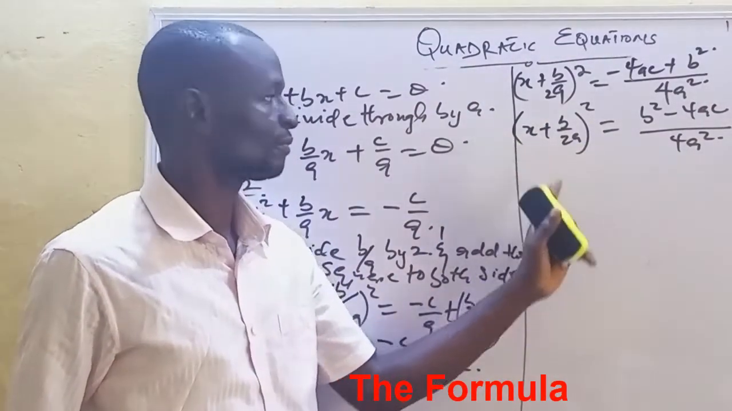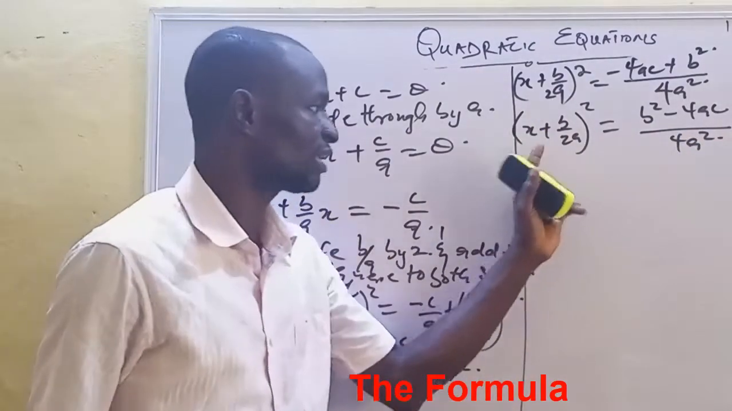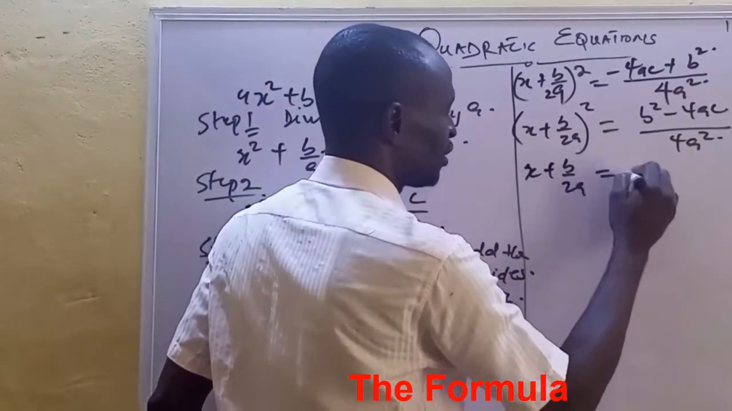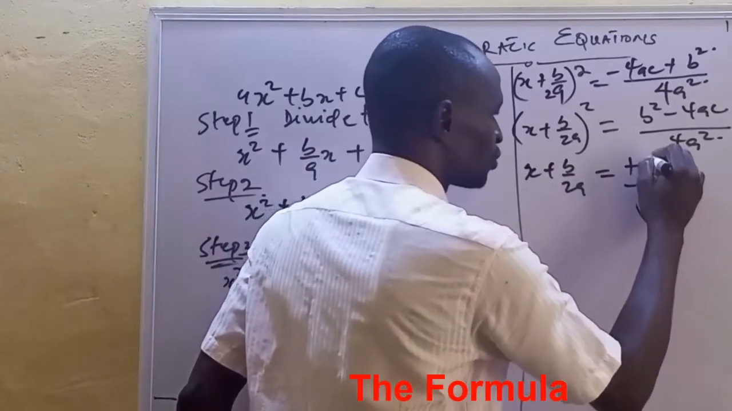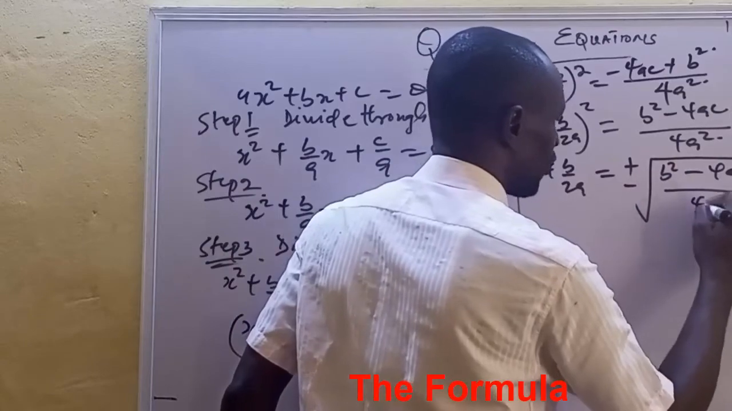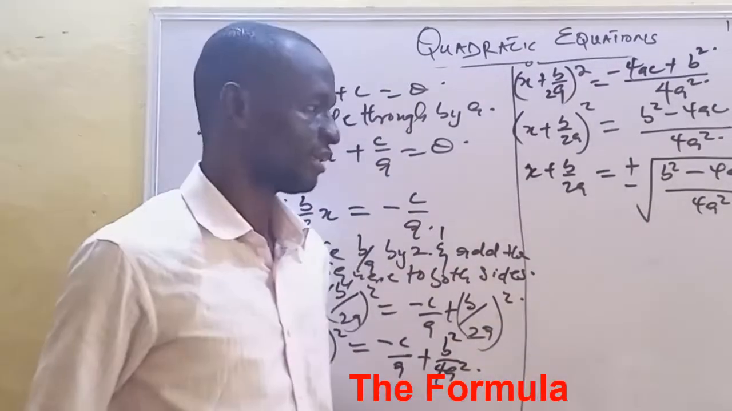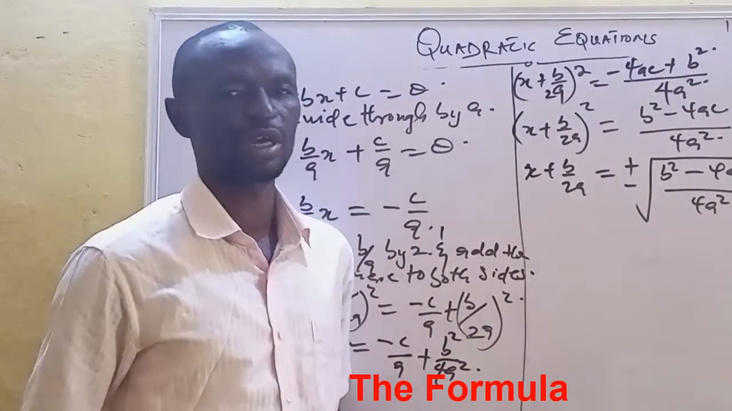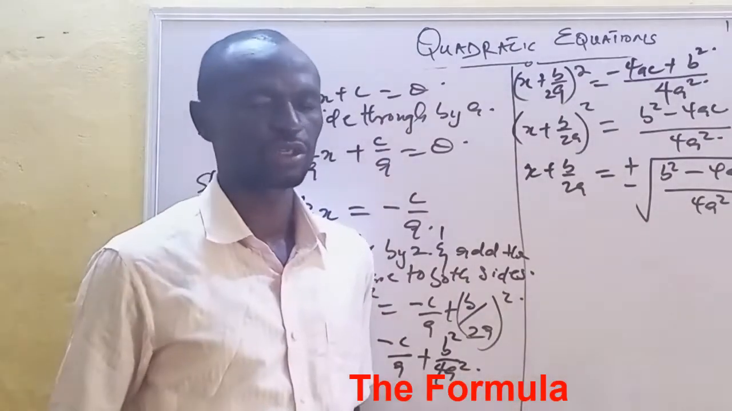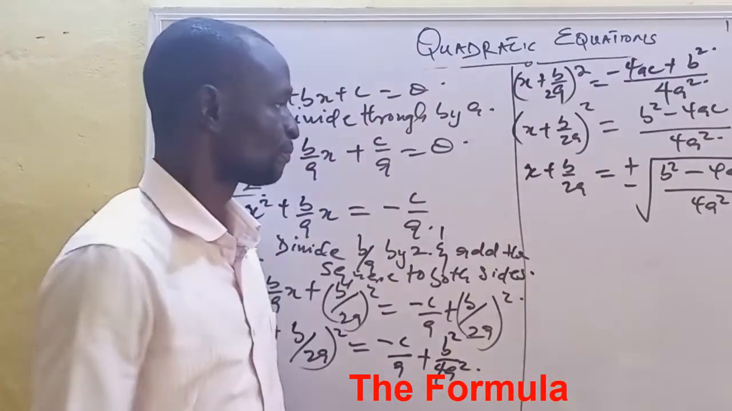Now I'm going to take the square root of this side so that I can solve for x in this bracket. If I take the square root of this side, I also take the square root of that side. So my equation becomes x plus b over 2a equals plus or minus the square root of b squared minus 4ac all over 4a squared. Obviously, 4a squared is a perfect square, so I can easily take the square root, and the square root of 4a squared is 2a. 2 times 2 is 4, and a times a is a squared.